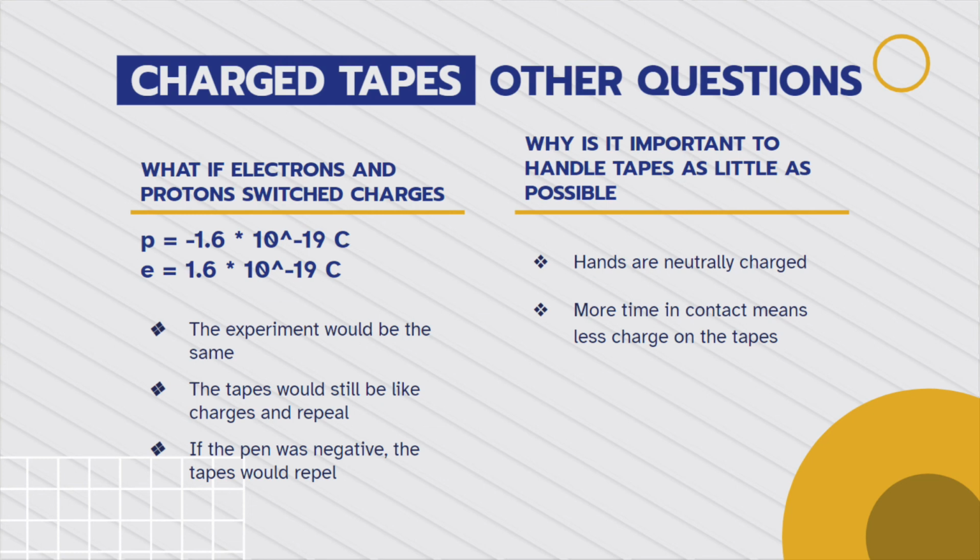Also, it's important to touch the tape as little as possible because hands are neutrally charged objects. So the more time in contact with the tape, more of the negative charges on the hand would flow to the positively charged tape, eventually making the tape as a whole neutrally charged and ruining the experiment.